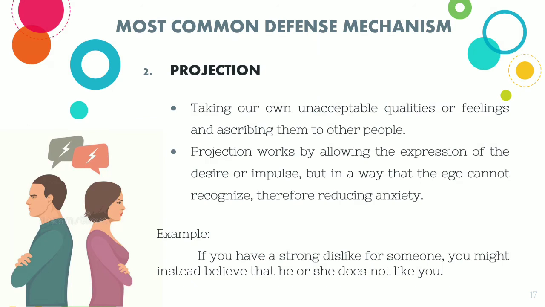The next common defense mechanism is projection. So projection is taking our own unacceptable qualities or feelings and ascribing them to other people. Projection works by allowing the expression of the desire or impulse, but in a way that the ego cannot recognize, therefore reducing anxiety. Example, if you have a strong dislike for someone, you might instead believe that he or she does not like you.